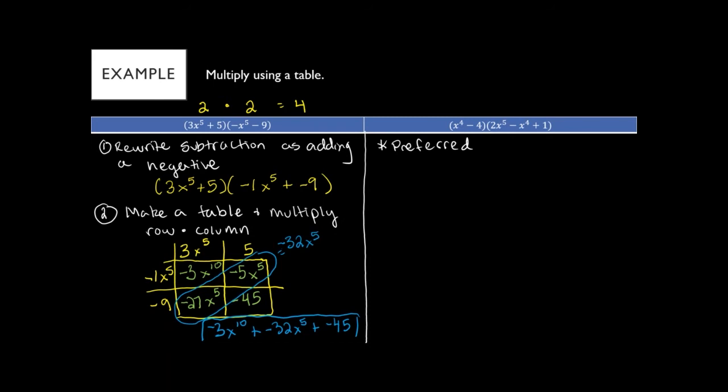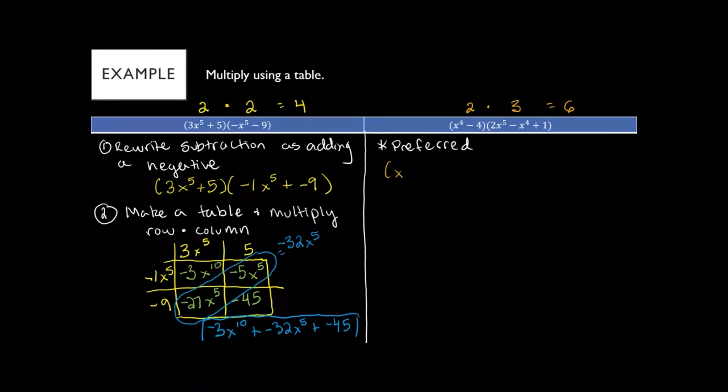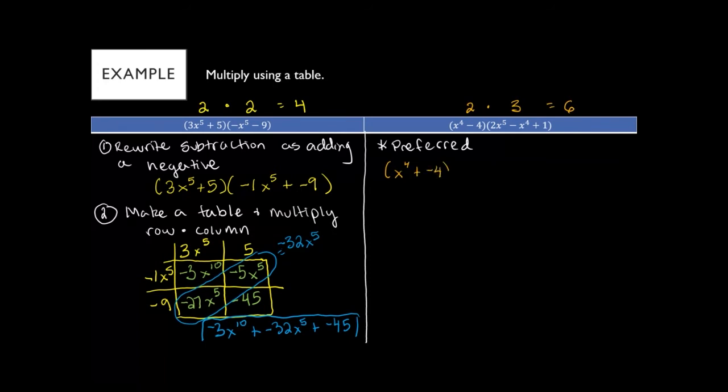Okay. So second example, we have two things, and then we're multiplying by something with three things. So we're going to end up with 6 boxes. So you're going to have 6 terms after you do your multiplication. 2 times 3 equals 6. So first step, we're going to rewrite all of our subtractions as adding a negative and put in any ones where we need to. That might make our lives easier. So this is x to the fourth plus negative 4 times 2x to the fifth plus negative 1x to the fourth plus 1.